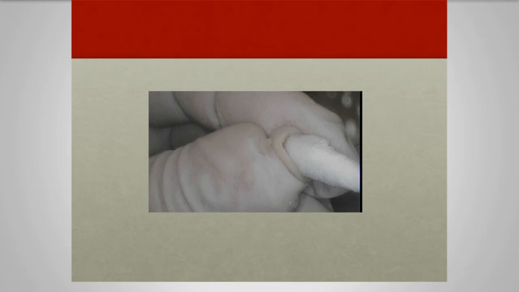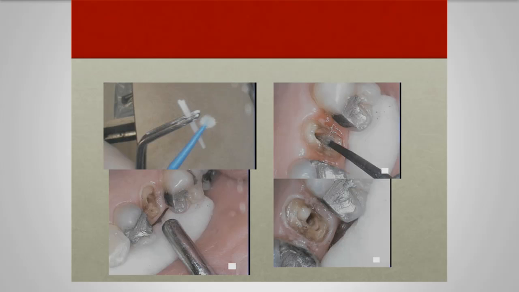What I normally do is I then place a little bit of Vaseline inside the crown, because what I'm going to do is actually do a reverse core buildup here. So I don't want it sticking to the crown. That's the last thing I want it to do.